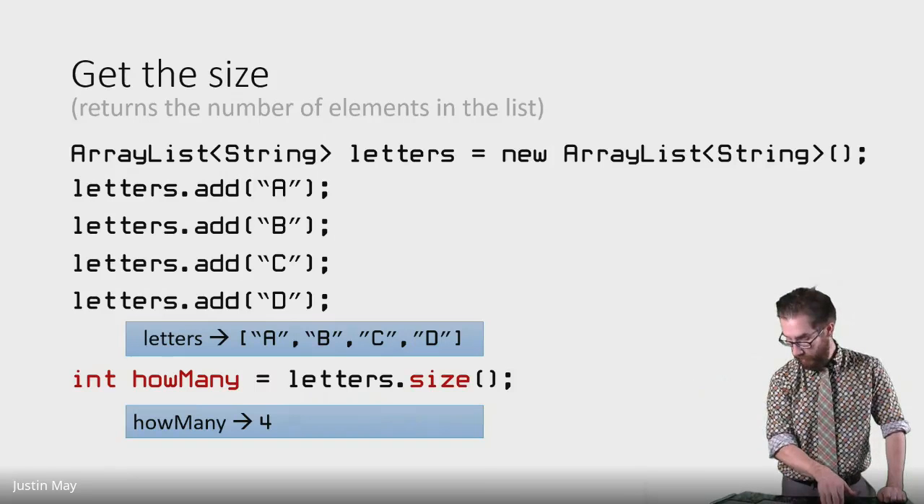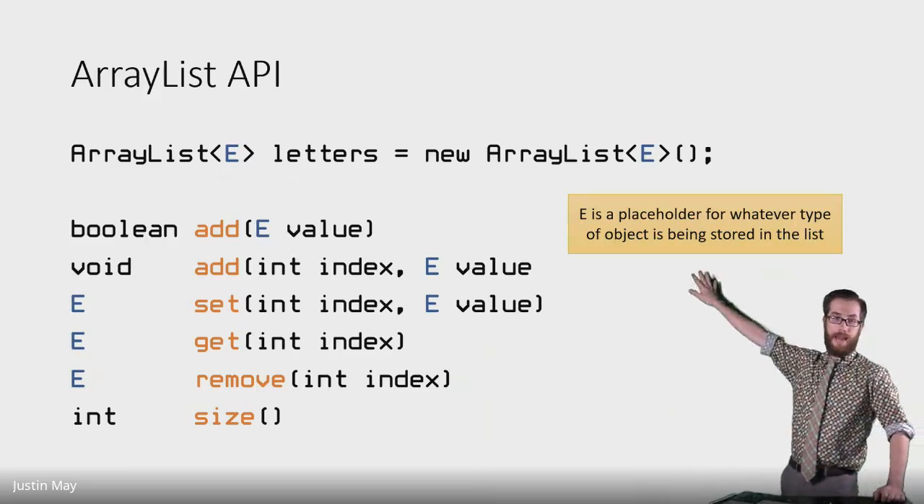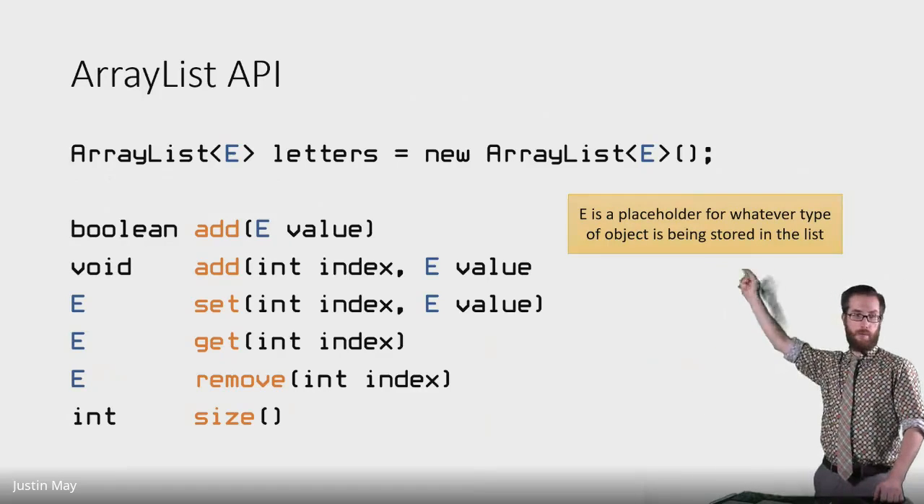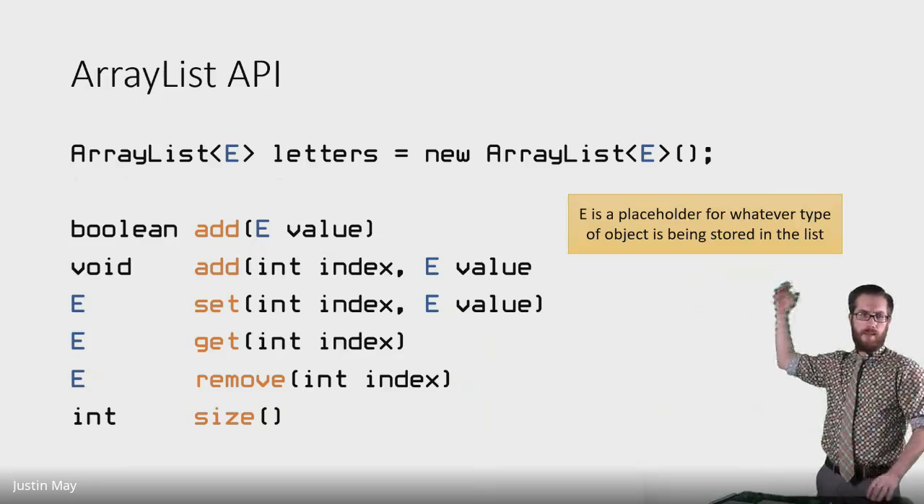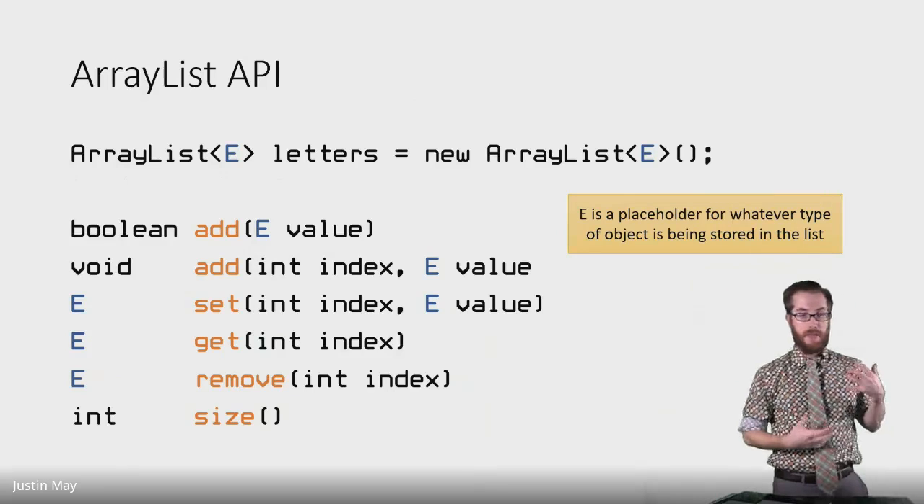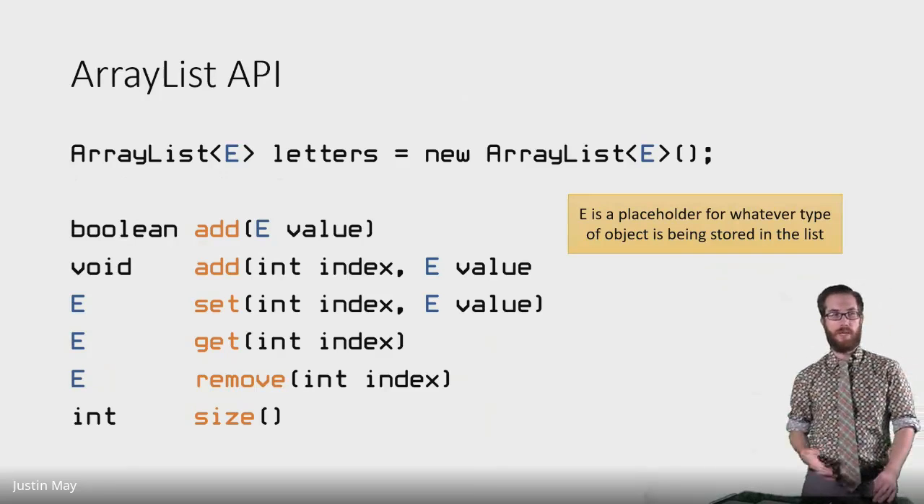Pretty straightforward. So this is our summary, this is the API. This is everything you can do with an array list. Here's how you create one up there. ArrayList, angle bracket E, letters equals new ArrayList, angle bracket E. That E can be any type that you want to put in. So it could be a string, it could be an integer, whatever type of thing you're storing in that list.